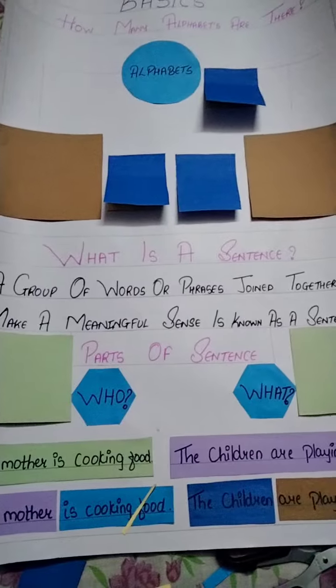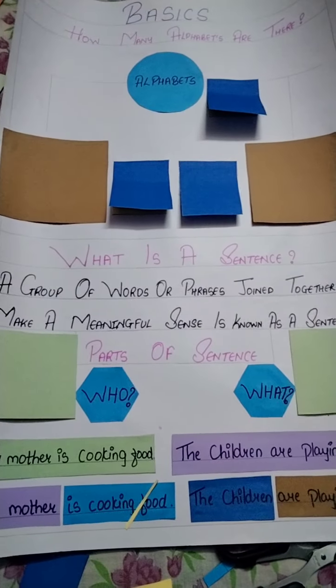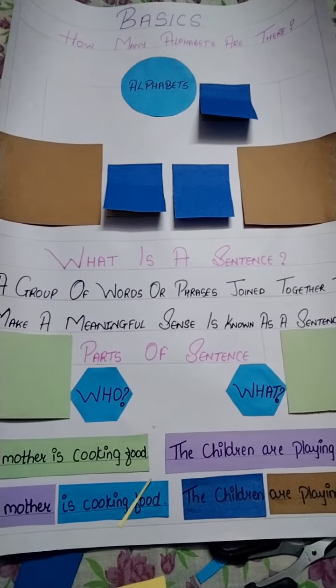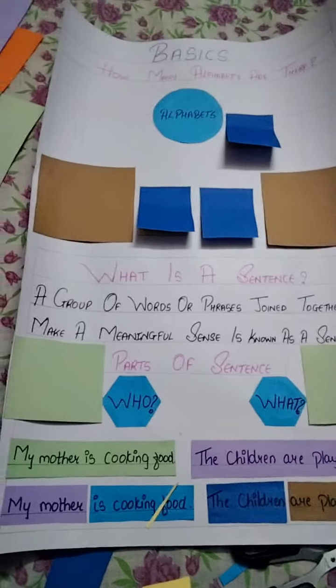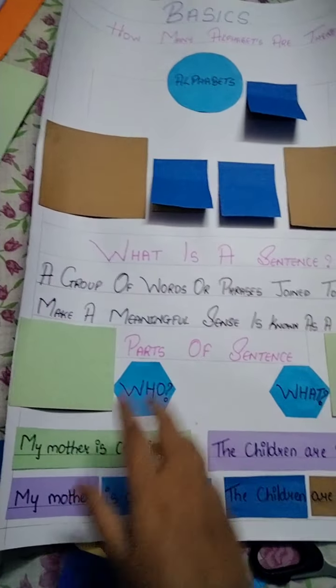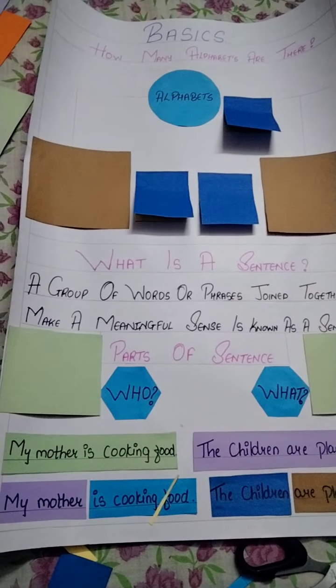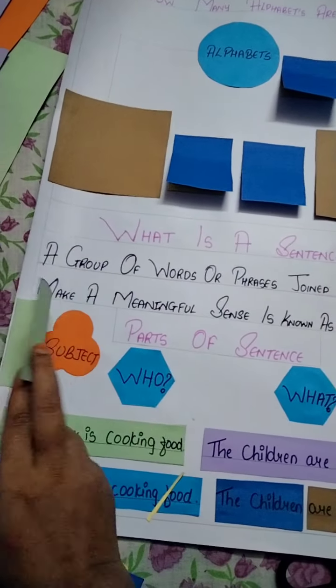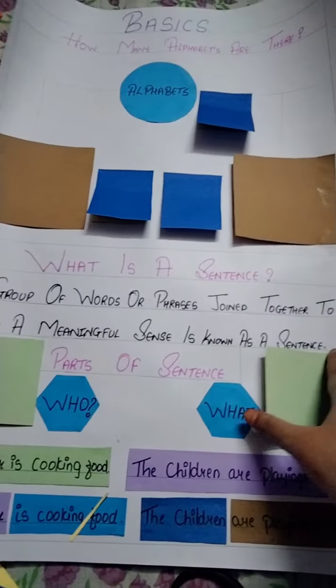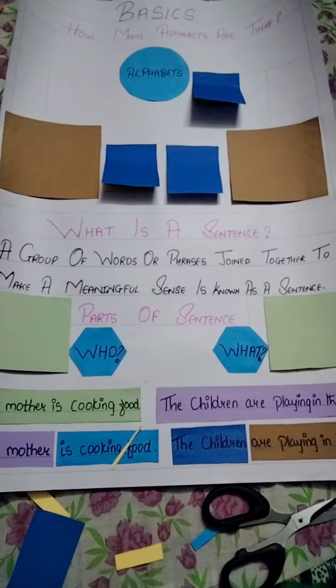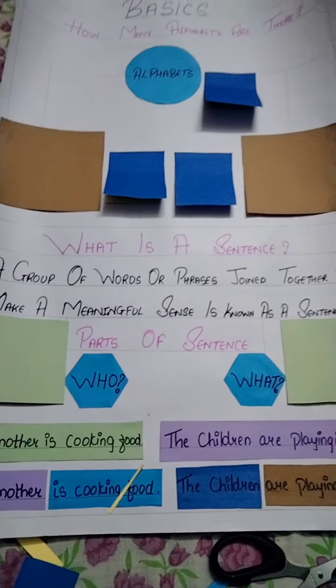Now, there are parts of sentence. So, who's going to tell me what are the parts of sentence? Okay. So, children, pay attention. The sentences are divided into two. One is subject and other is predicate of a sentence. Okay. So, now how to identify the subject and predicate of a sentence?